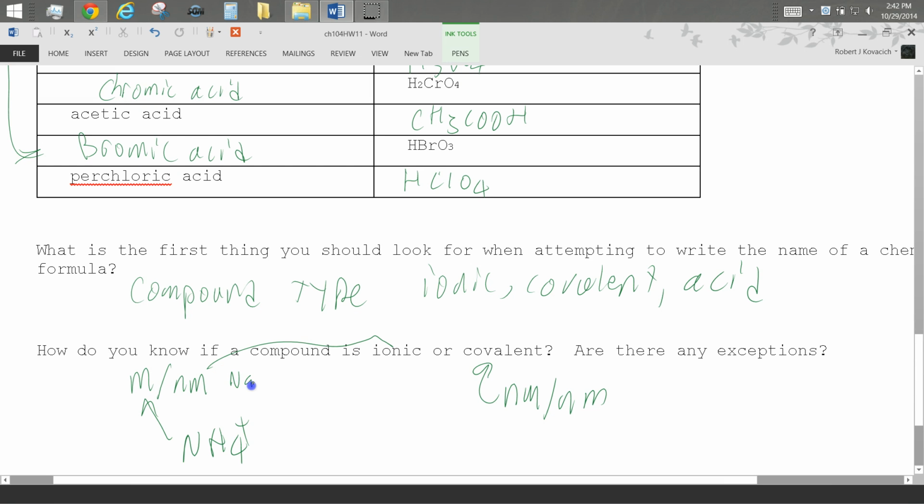So NaCl is an ionic. CO2 is a covalent, and NH4Br is also an ionic because of what reason? There's an ion there. The ammonium ion is there. Even though there are no metals there, this is an ionic compound because there's the polyatomic ion ammonium.